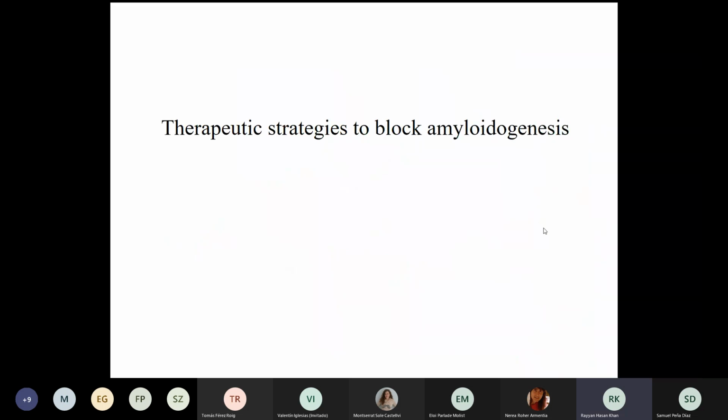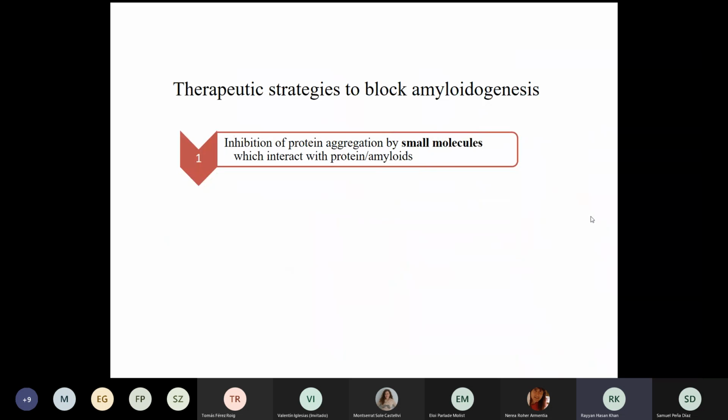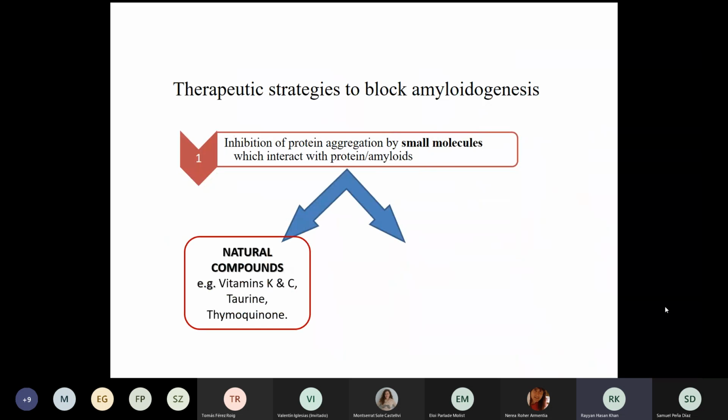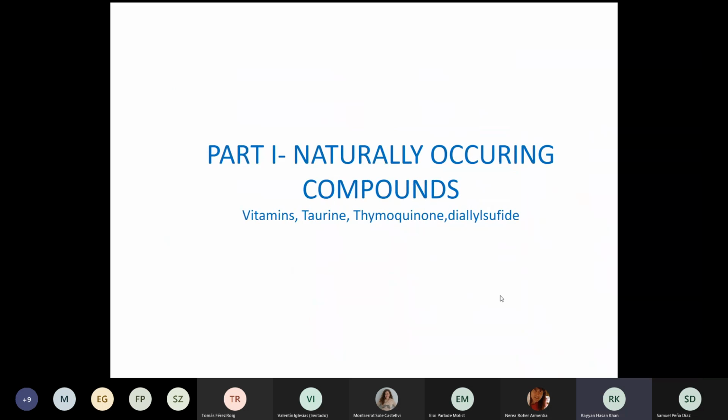Now we'll come to the therapeutic strategy. We are working on the inhibition of amyloid fibril formation by small molecules, so I'll come directly to that part. Our lab has already reported the effect of vitamin A, B12, C, K, taurine, thymoquinone, and several other compounds and drugs also. These are some anti-tuberculosis drugs. I'll come very quickly to this part.